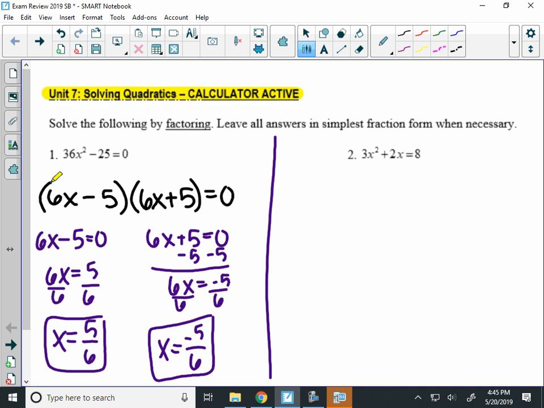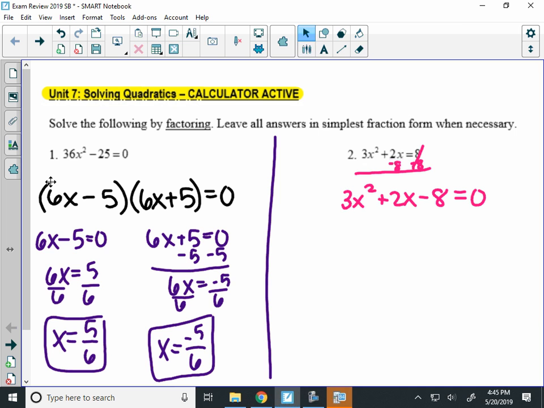Number 2, I have 3x squared plus 2x equals 8. Now, in order to solve by factoring, our quadratic has to be set equal to 0. So I'm going to start by subtracting 8 from both sides. I'll now have 3x squared plus 2x minus 8 equals 0.